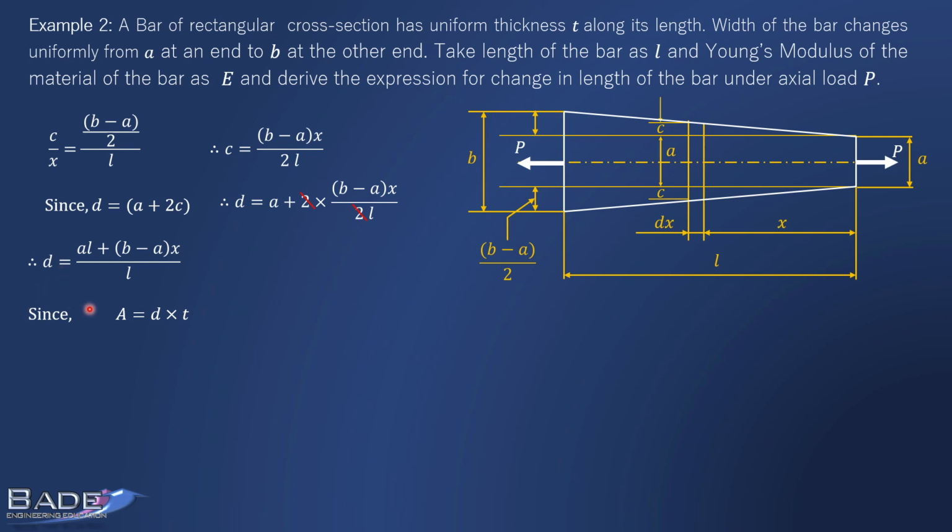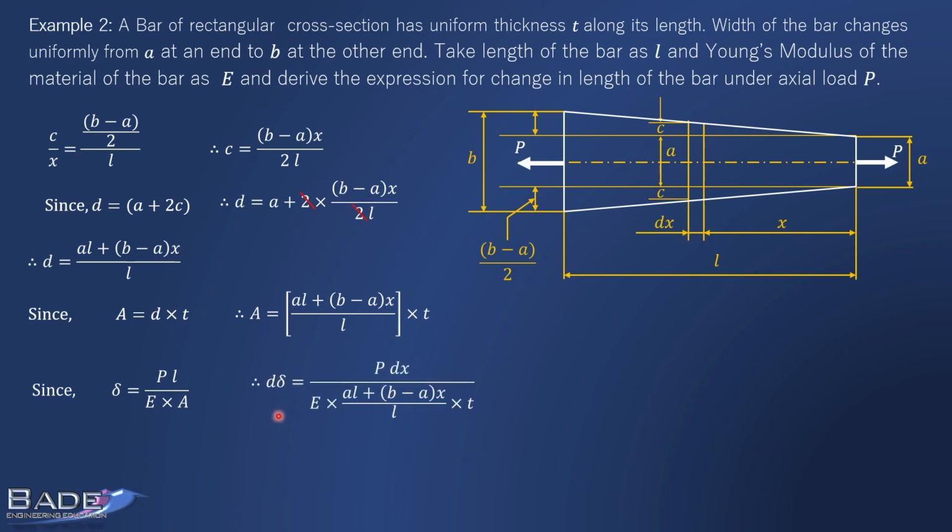D into t. So we'll now replace d by this expression here. So this is the cross sectional area of this small bar which has length dx. Now use that basic formula, delta is PL by EA. So deformation of length dx is d delta.